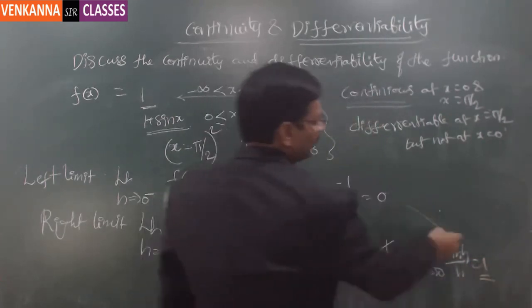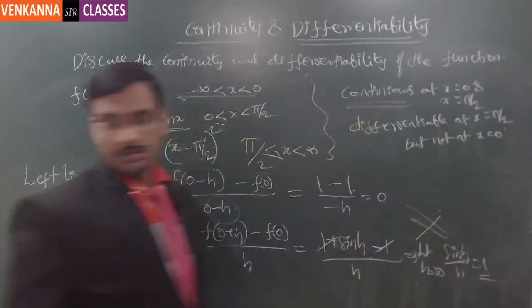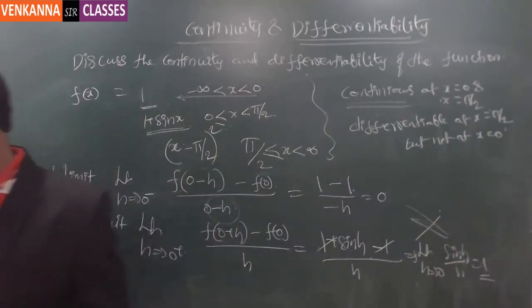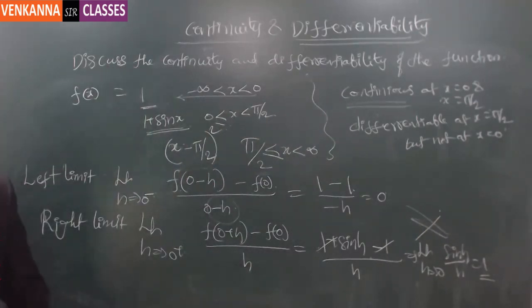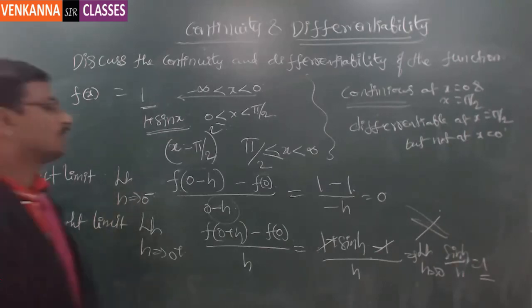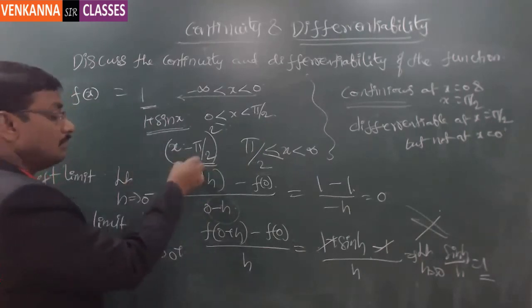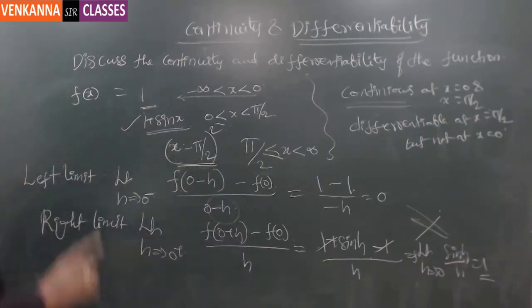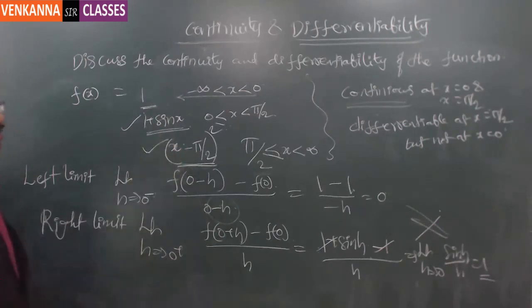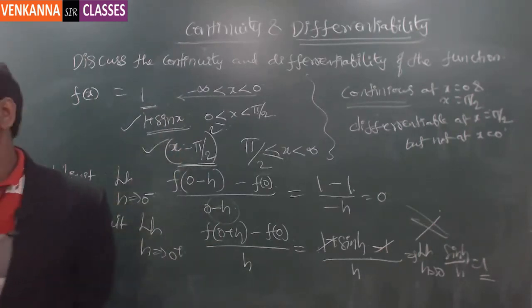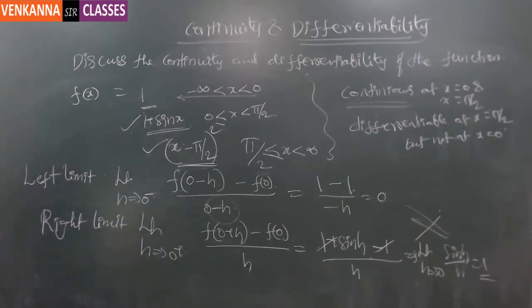So the left limit and right limit are not equal. Got it? Understood? So this is the differentiability check. Exactly in a similar manner, if you do it for this function at x is equal to pi by 2, for pi by 2 minus you will take this function, and for pi by 2 plus you will take this function. Follow the same procedure. You are going to get the same value, which means the function is differentiable. Got it?